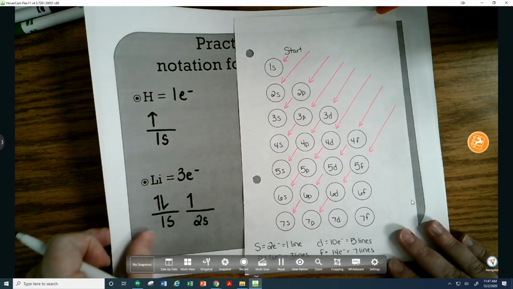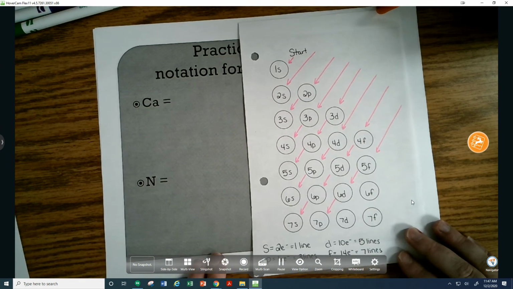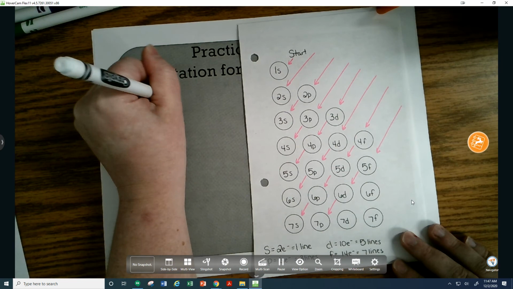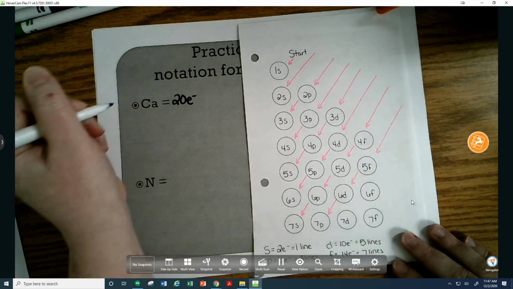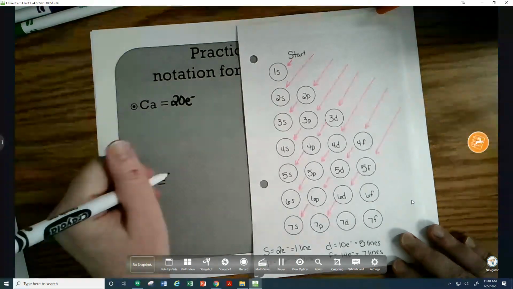So we're going to build into some more options here. This next one I have is calcium. Calcium has 20 electrons. And actually looking at my setup here, the next one here is nitrogen, and nitrogen's number 7.